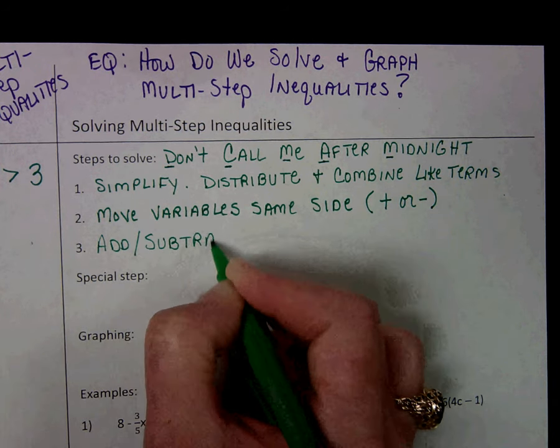If we multiply or divide, which would be this step right here, by a negative number, we have to flip the inequality symbol. And I'm going to show you what I mean in a minute. We have to flip the inequality symbol.